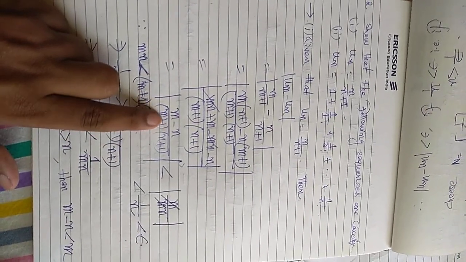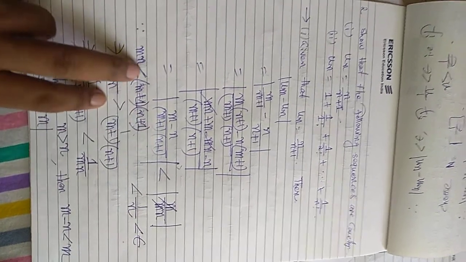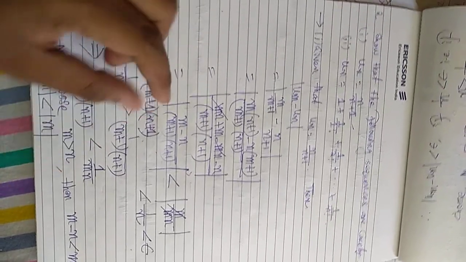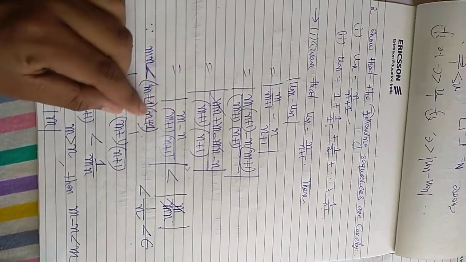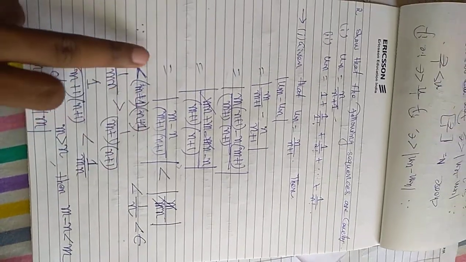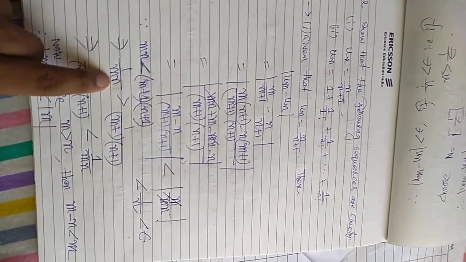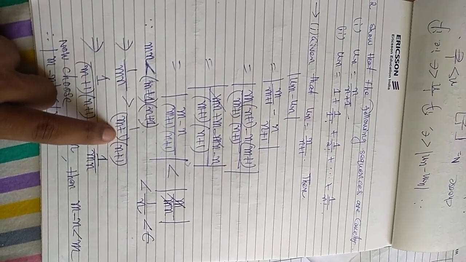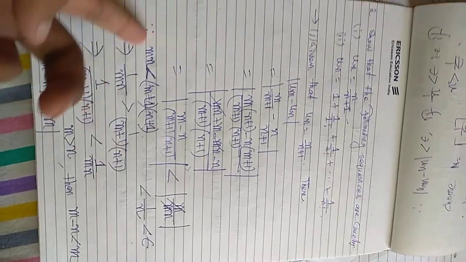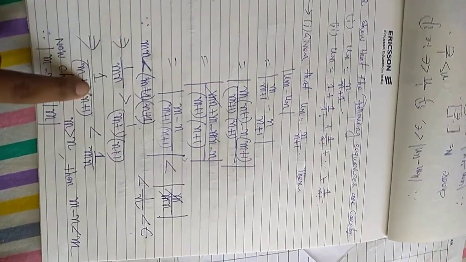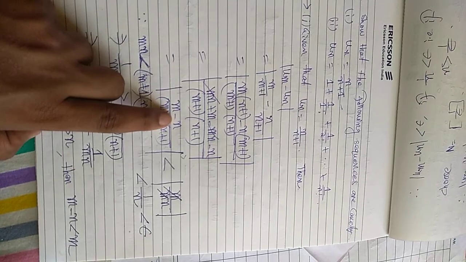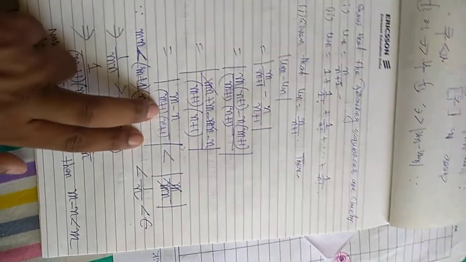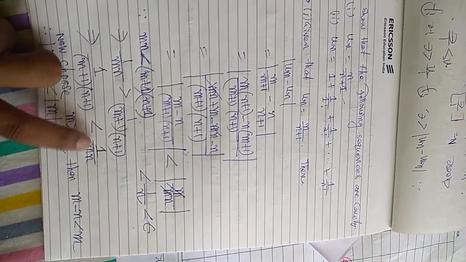As we know, mn is obviously smaller than m plus 1 into n plus 1. Why? Because if you expand this, you will get mn plus some positive quantity. So mn is obviously less than this. If you take the reciprocal, it will be greater than this. And if you change the side, now 1 by m plus 1 into n plus 1 is less than 1 by mn.